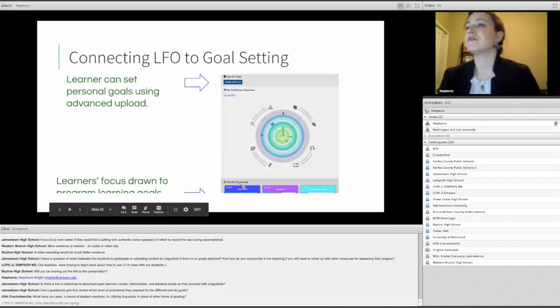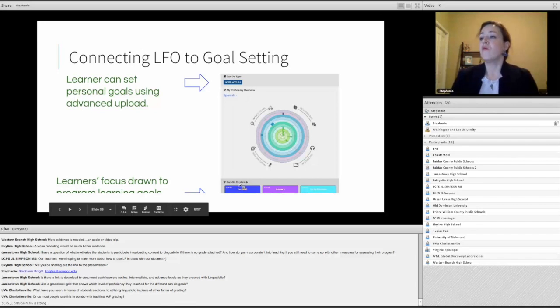What have you seen in terms of student reactions to utilizing Linguafolio in place of other forms of grading? That is a really good question. What we tend to see is that the programs that use Linguafolio as a way to document the journey of language learning and really protect time for reflection that goes along with it. So it's not just upload the evidence, I'll check it later. It's upload the evidence and now write a reflection on why you think you are at a can-do well versus a can-do, and identify in your reflection if this is still a goal for you, if you're ready to move on to something else.